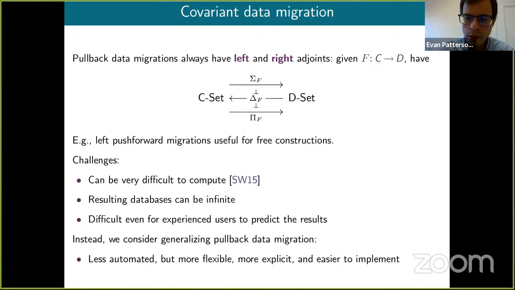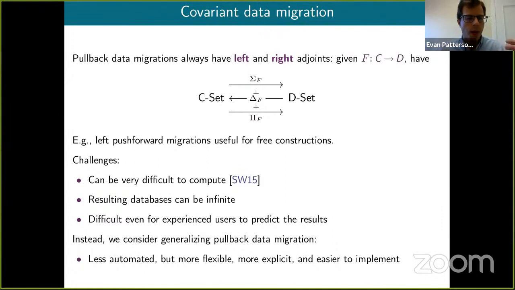For instance, the left pushforward is useful for doing free constructions, like give me the free symmetric graph on a graph or something like that. But there are some real challenges with this approach. So one is that in general, computing these adjoints can be quite difficult. There's a paper by Spivak and Wisniewski that goes into quite a bit of detail about how to compute some of these things in different cases and some of the challenges involved.